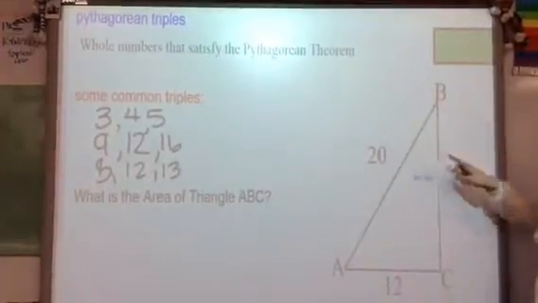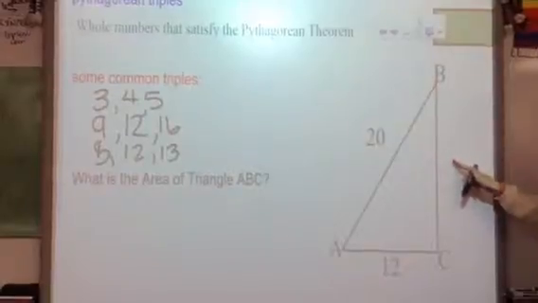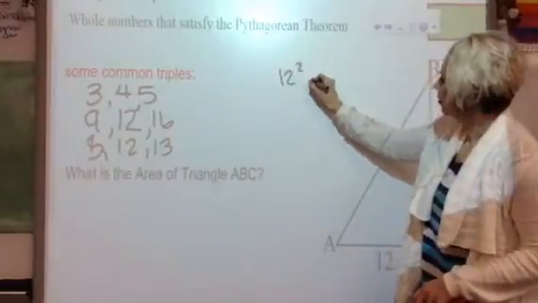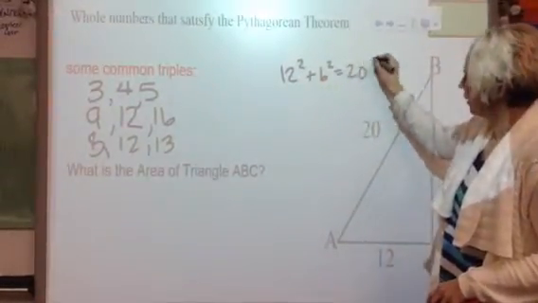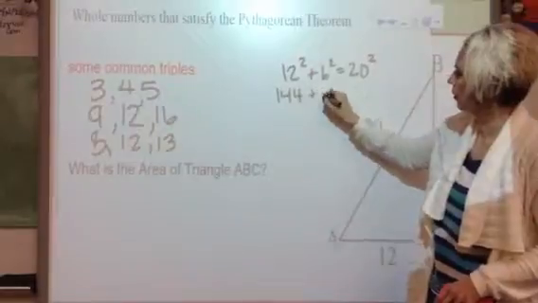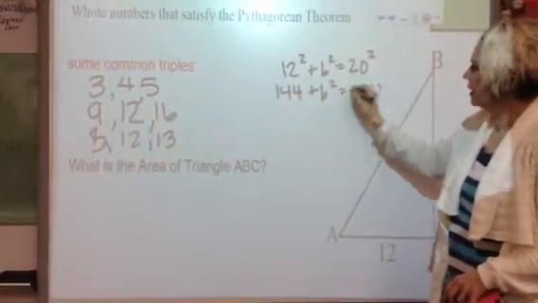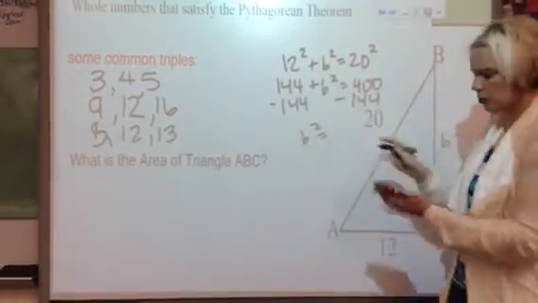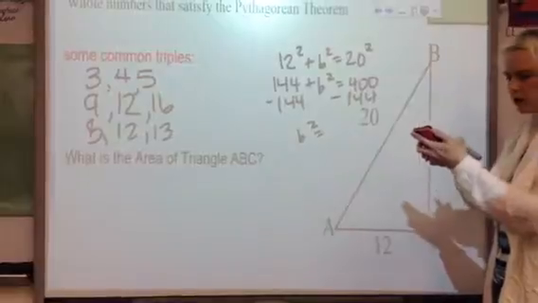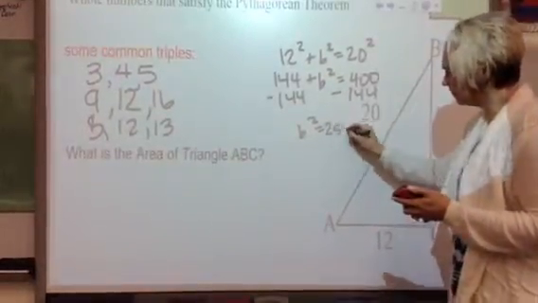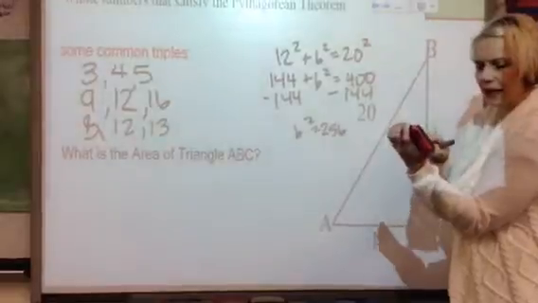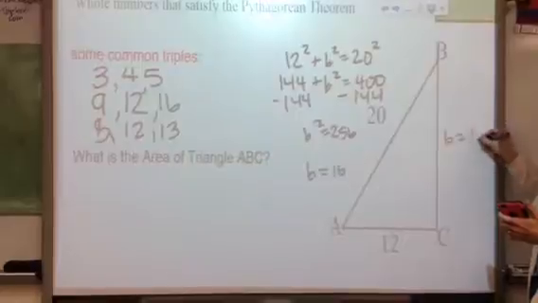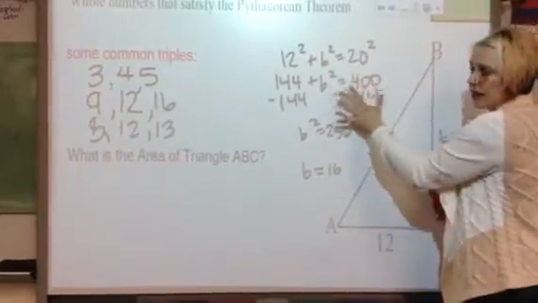When we want to find the area of this triangle, we have to find this missing leg first, and we'll call that b. So I have 12 squared plus b squared equals 20 squared. 12 squared is 144, and 20 squared is 400. I'll subtract 144, and I have b squared is equal to 400 minus 144, which is 256. Take the square root of each side, and the square root of 256 gives 16 for b.